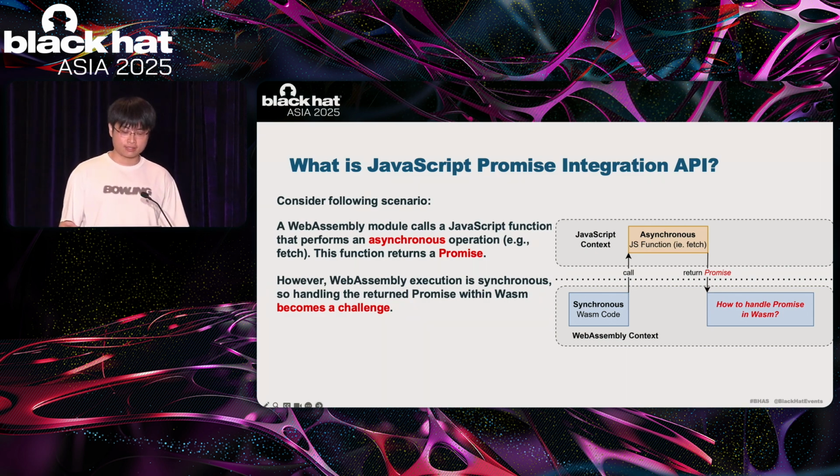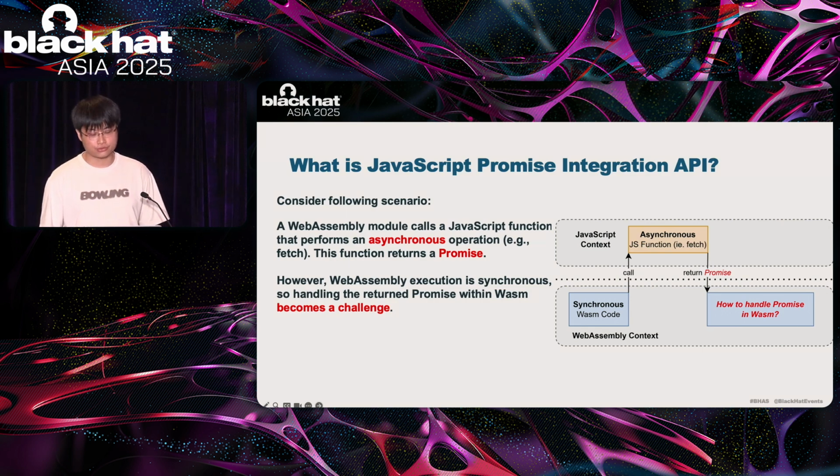This is why many time-consuming operations in JavaScript return a promise, which represents future results that will be resolved once the operation completes. However, this presents a fundamental challenge. WebAssembly's execution model is entirely different from JavaScript's. WebAssembly follows a synchronous execution model similar to C, and does not natively support asynchronous operations.